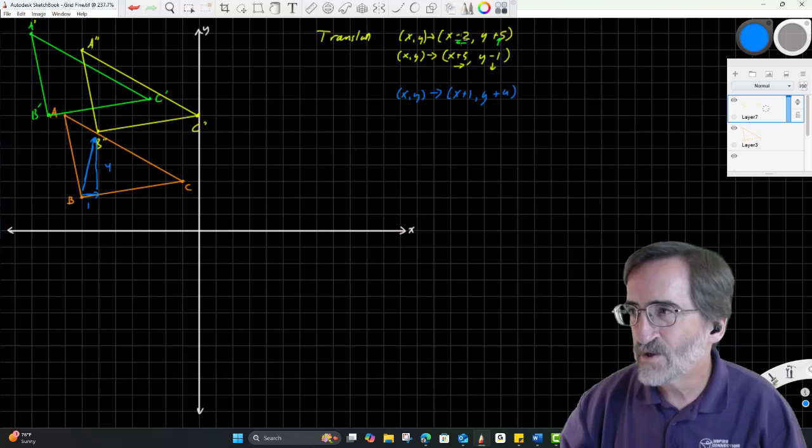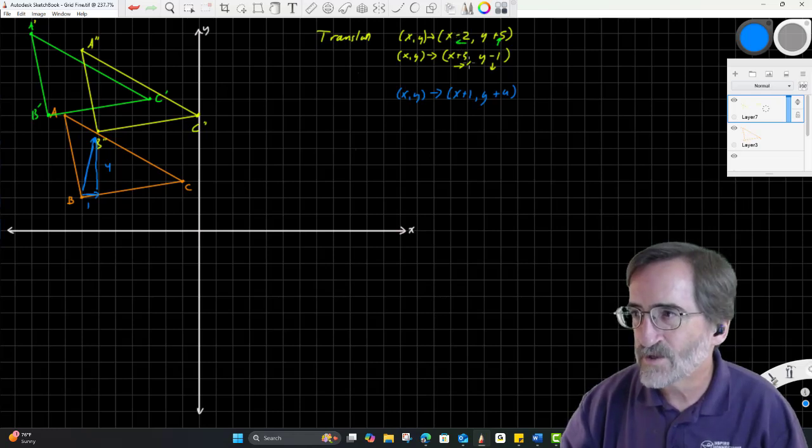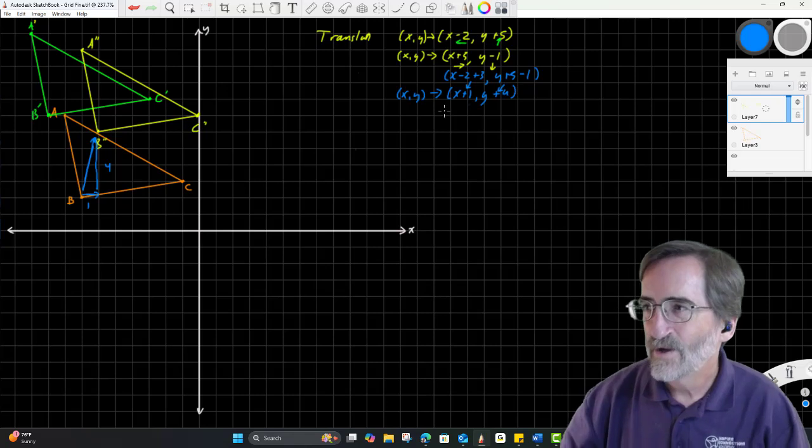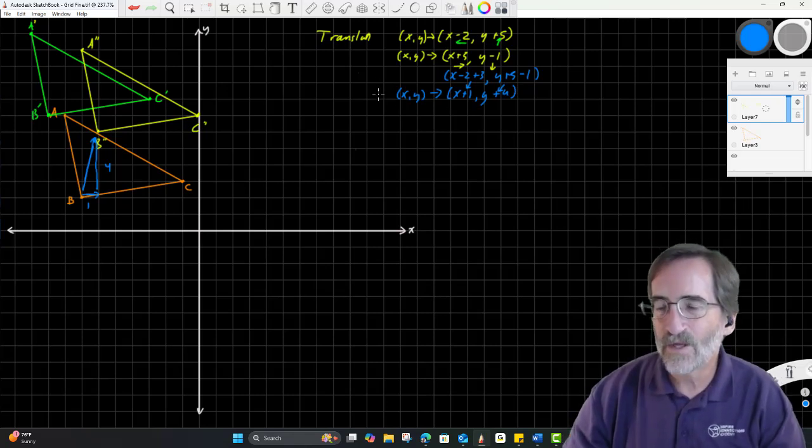Now notice what's going on here. Minus 2 plus 3. This is a combination of both of them. It's x minus 2 plus 3. Minus 2 plus 3 is plus 1. Y plus 5 minus 1 is y plus 4. Okay? And so we can combine these.